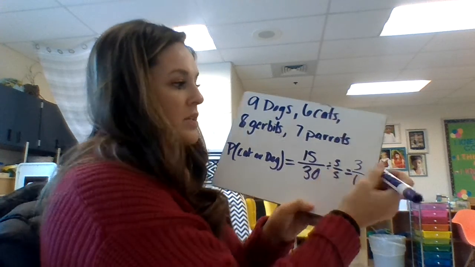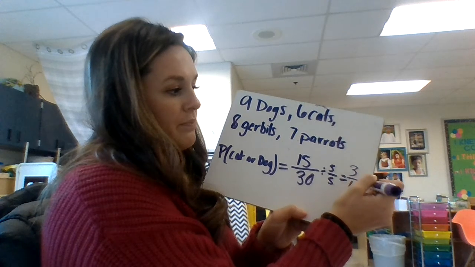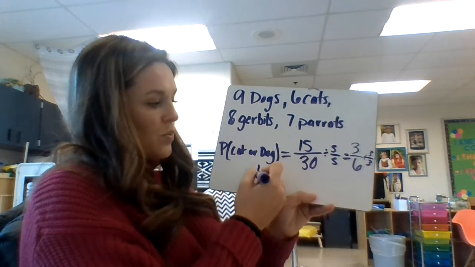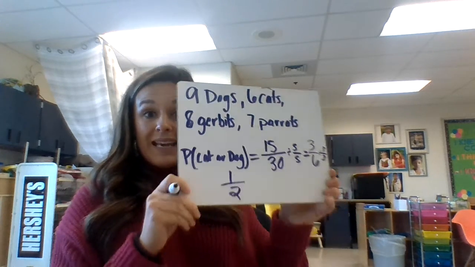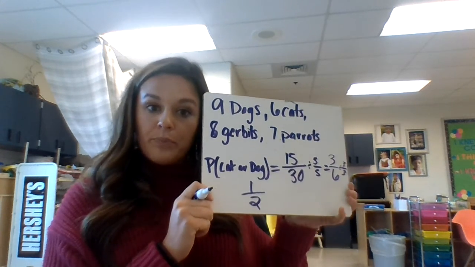3. So now I'm going to divide the top and the bottom by 3. 3 divided by 3 is 1. 6 divided by 3 is 2. So the probability of getting a cat or a dog is 1/2. And that's it.